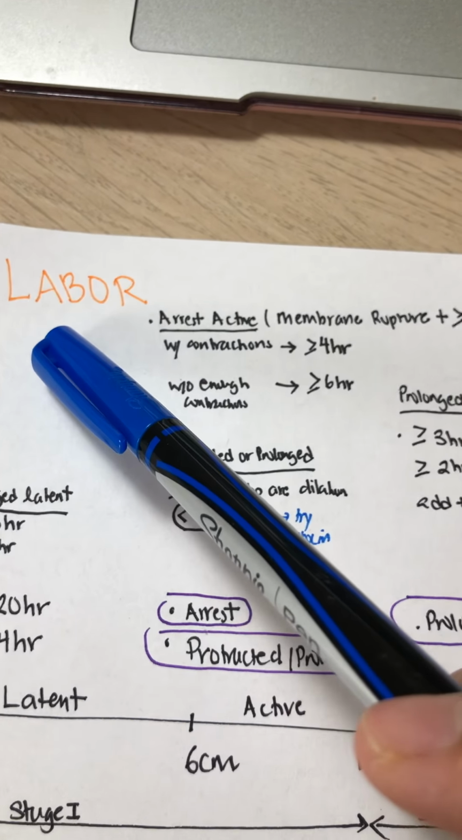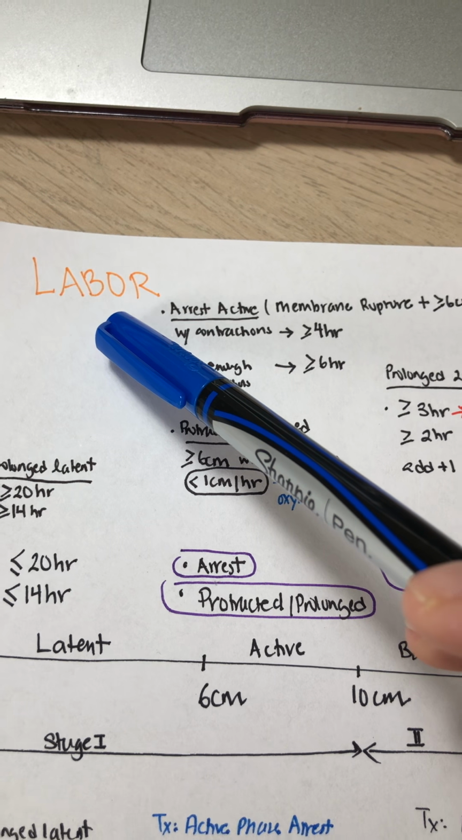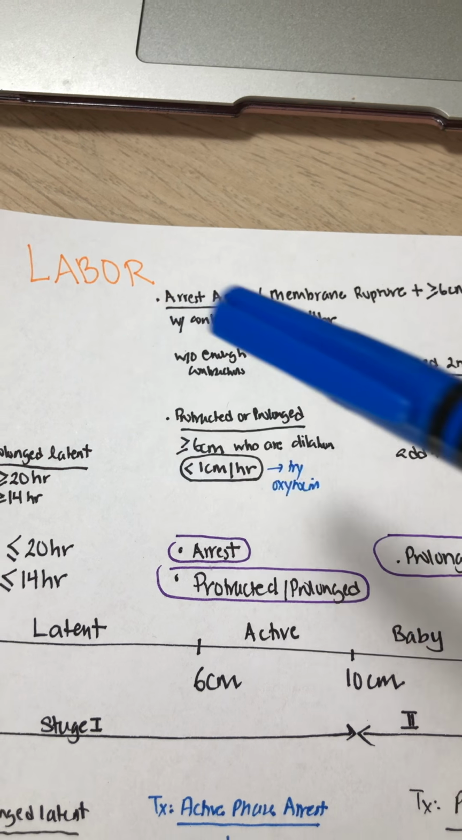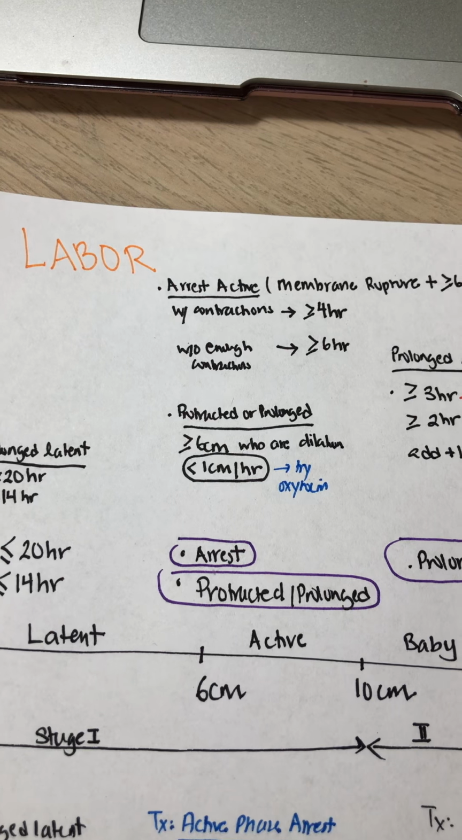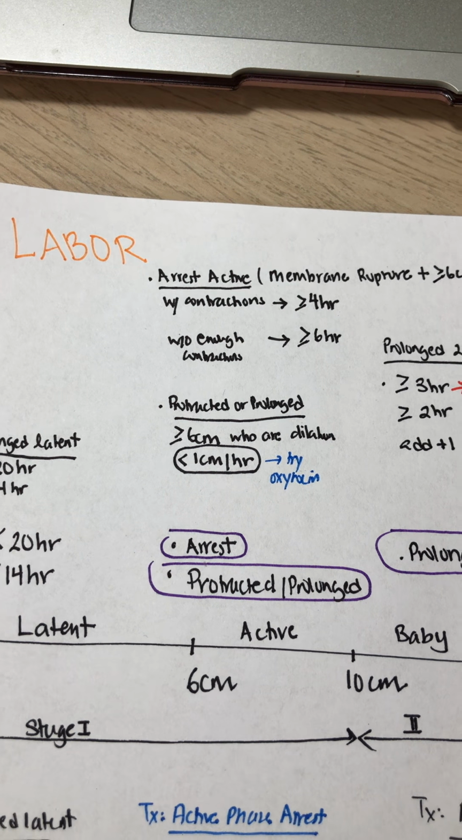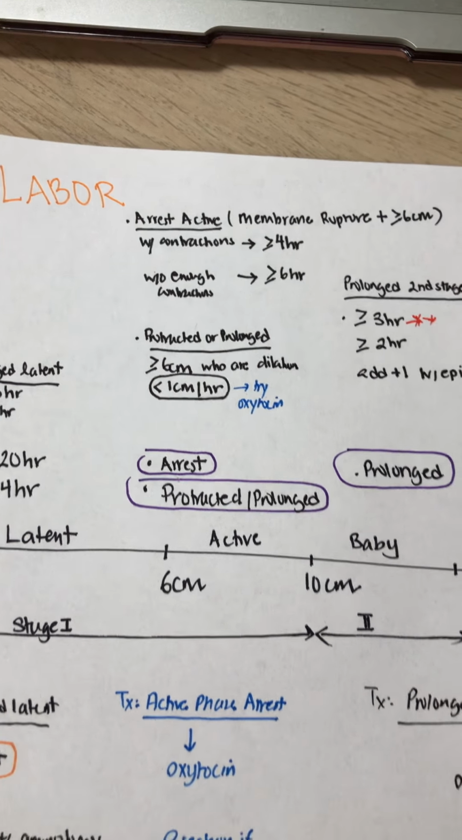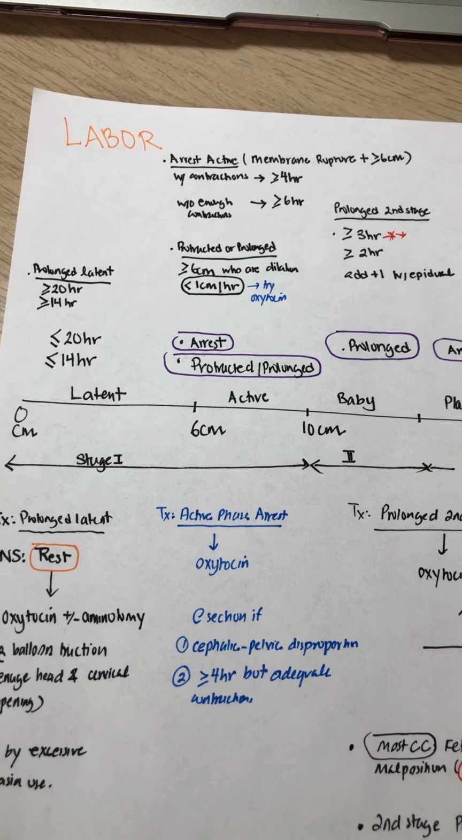So the first thing, when you have a labor question, you have to check if the cervix is dilating and if the contractions are strong enough and increasing. If you have those two, then the person is said to be in labor.